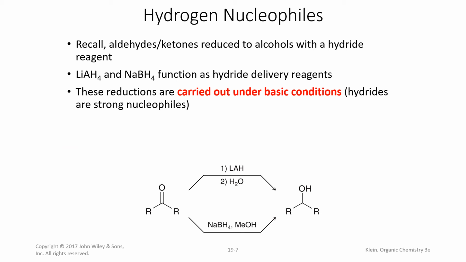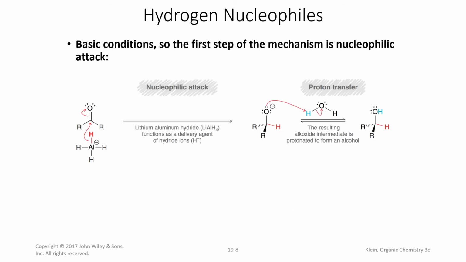Now that we have discussed sulfur nucleophiles, let's turn our attention to hydrogen nucleophiles. I would like for you to recall that aldehydes and ketones can be reduced to alcohols with a hydride source. Lithium aluminum hydride and sodium borohydride function as that hydride source. These reductions must be carried out under basic conditions. Remember that a hydride is a strong nucleophile. Therefore, if there's any acid in the reaction, you will have a simple acid-base reaction and you will not have your nucleophilic attack.